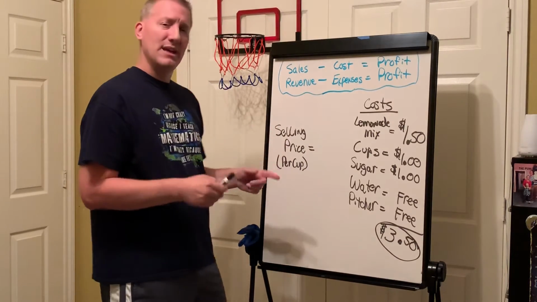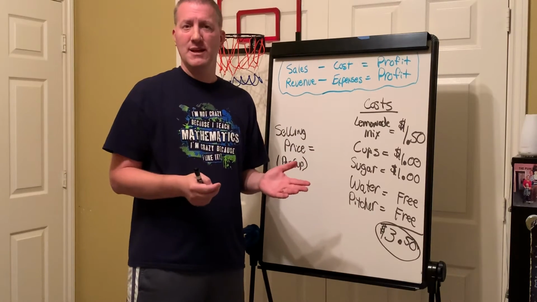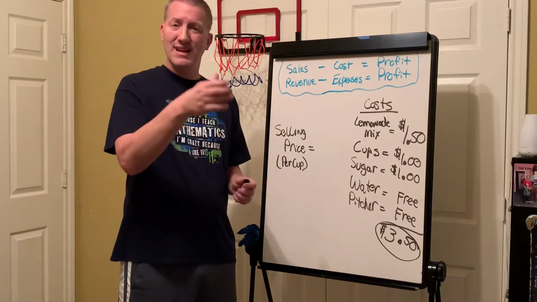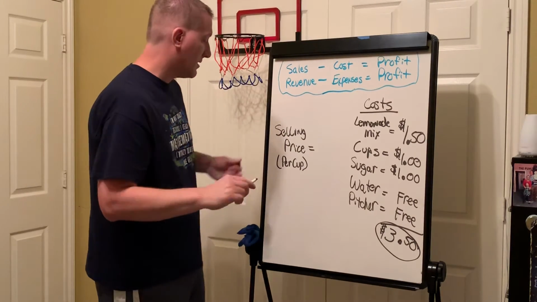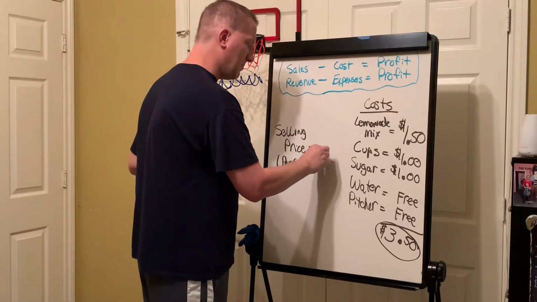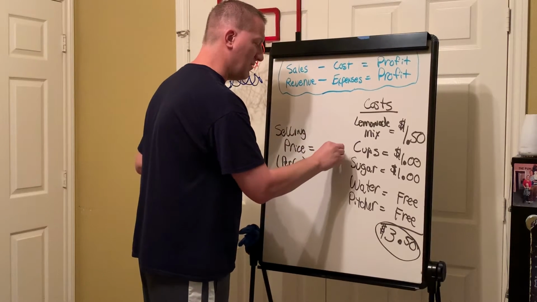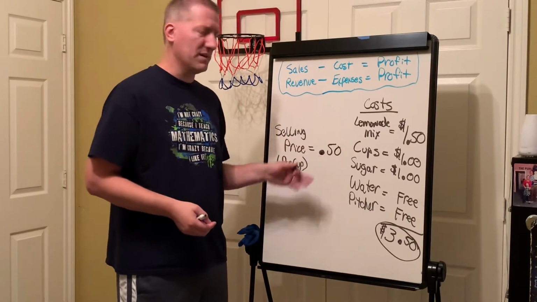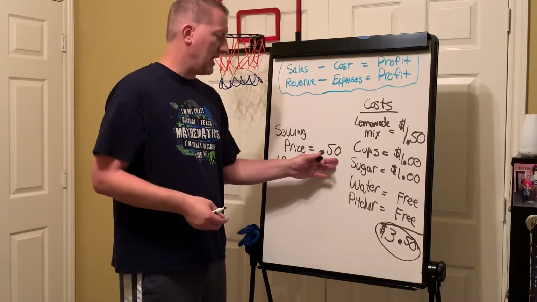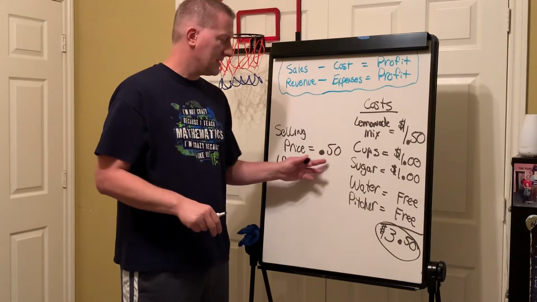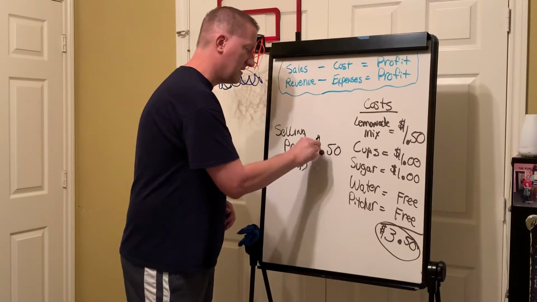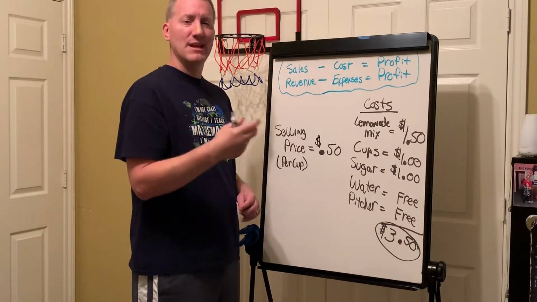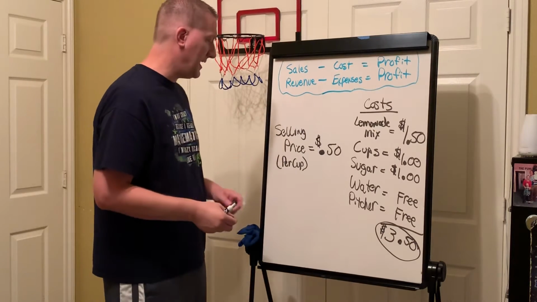Now you have to come up with a selling price. A selling price is how much you're going to sell each cup of lemonade for. Let's say you come up with a nice even amount, because you don't want to have to give out a lot of change. You might have a couple quarters to start off with, and most people will probably just give you quarters. So we'll start out with 50 cents per cup. Each cup that you give out, you're going to charge 50 cents.